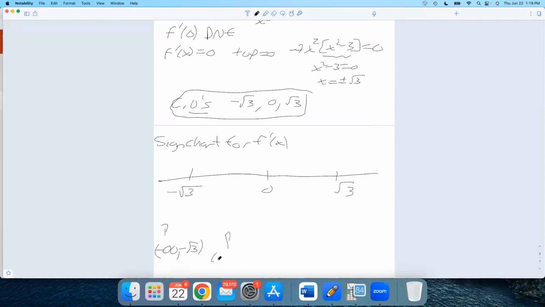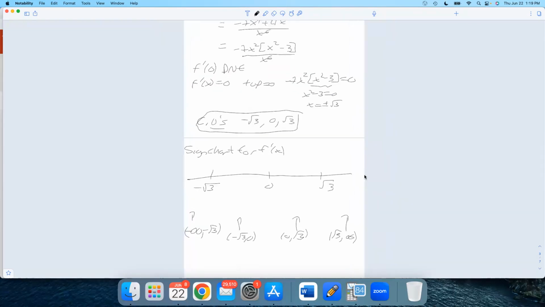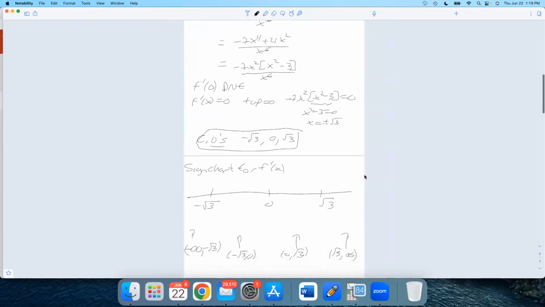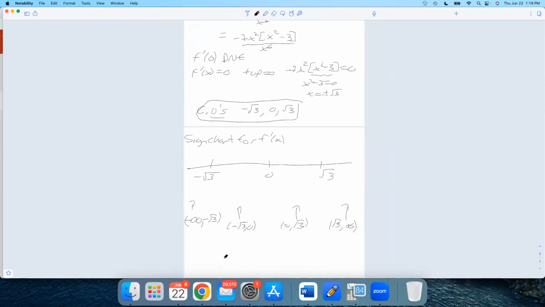This region is negative root 3 up to 0. This region is 0 up to square root of 3. And then this final region is root 3 to infinity. I've got 4 different regions. I got to find the sign, plus or minus, of the derivative in each one of these regions. So just for simplicity, I'm going to rewrite our derivative right here.